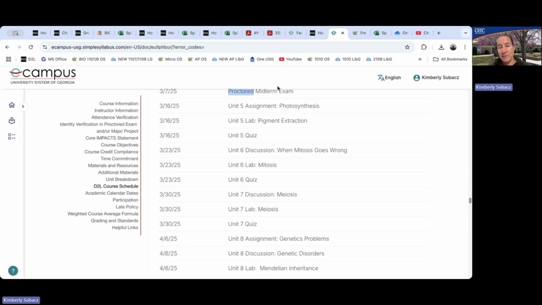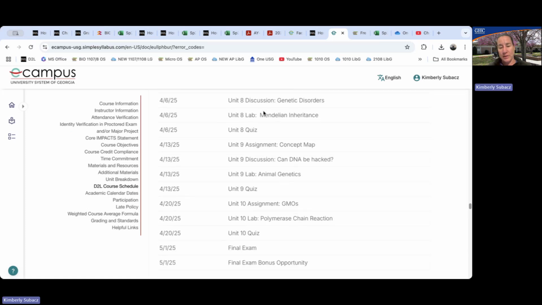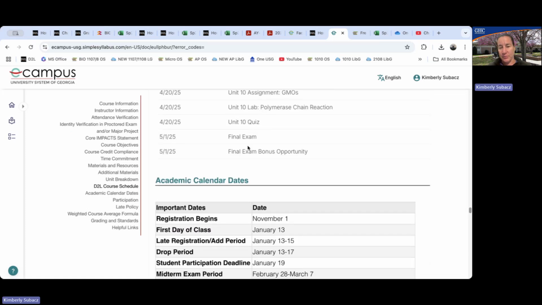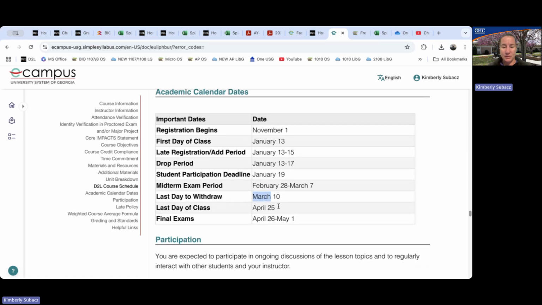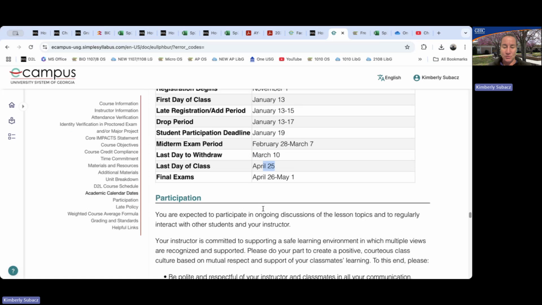And then you can see after midterms, we're going to roll into chapter 5 all the way until chapter 10. And then we've got the final exam on May 1st. We've got all the different dates going on. The last day to withdraw from the class is March 10th, and our last official class day for material is the 25th, with final exams extending from the 26th into May 1st.